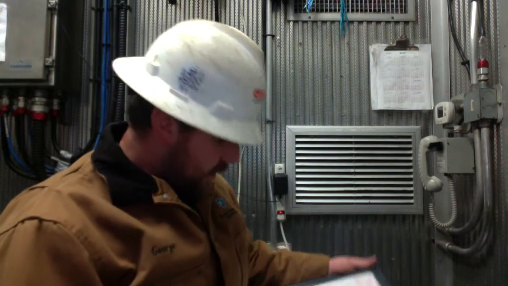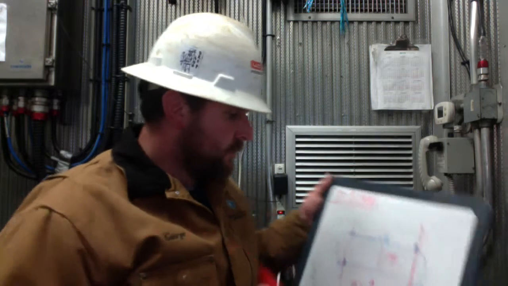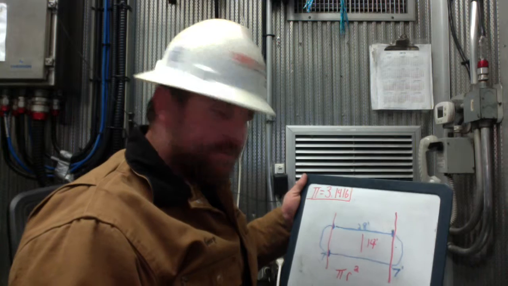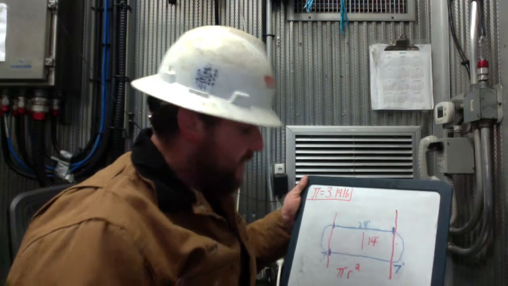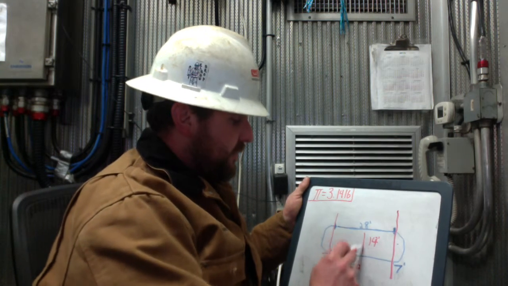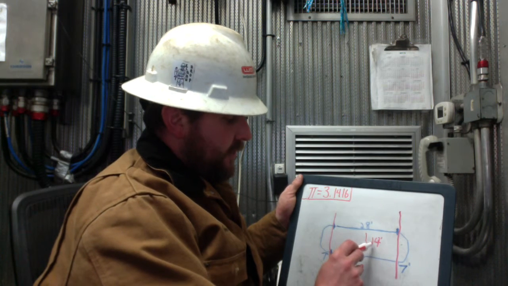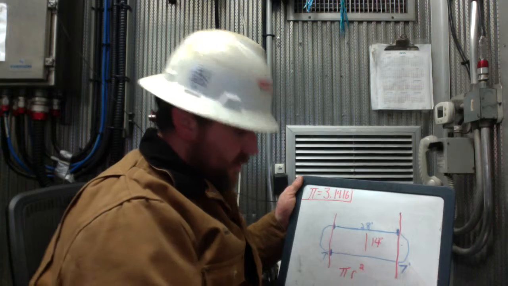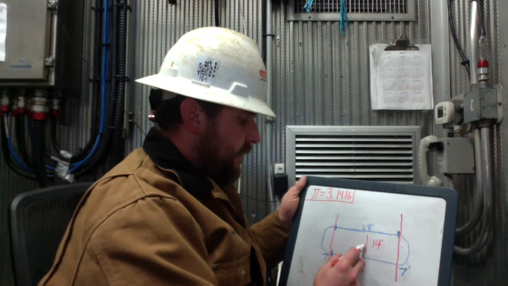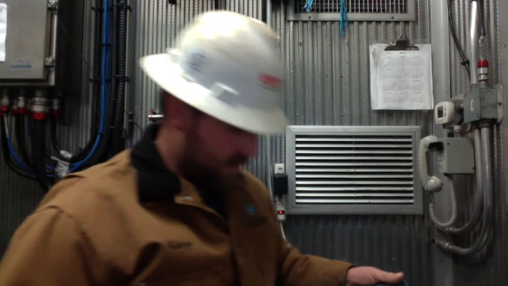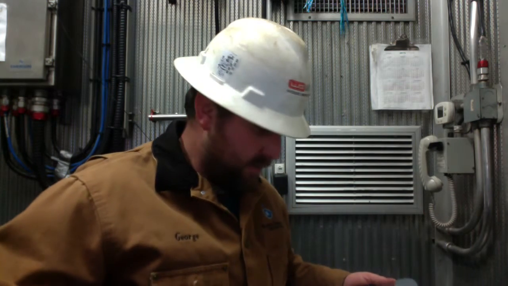Okay, so what is r? R stands for radius. Radius is half of the diameter. What is the diameter? It's the distance from one point of the circle to the other side, which for this is 14. If you cut that in half, you get your radius. That's going to be 7.